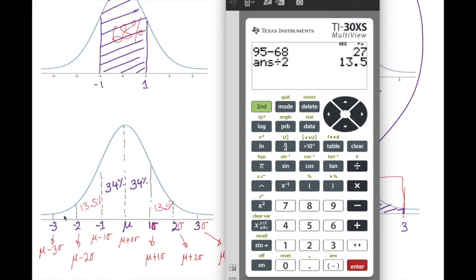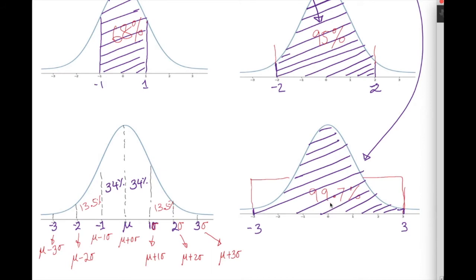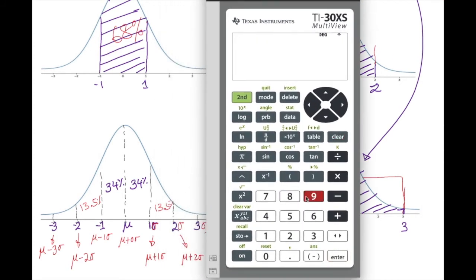Okay, now how about this piece here? We know this is 95%, but from negative 3 standard deviations to positive 3 standard deviations is 99.7%. So if we subtract the 95%, which is already known, from 99.7%, we get 4.7%. Remember, this piece and that piece together are 4.7%.